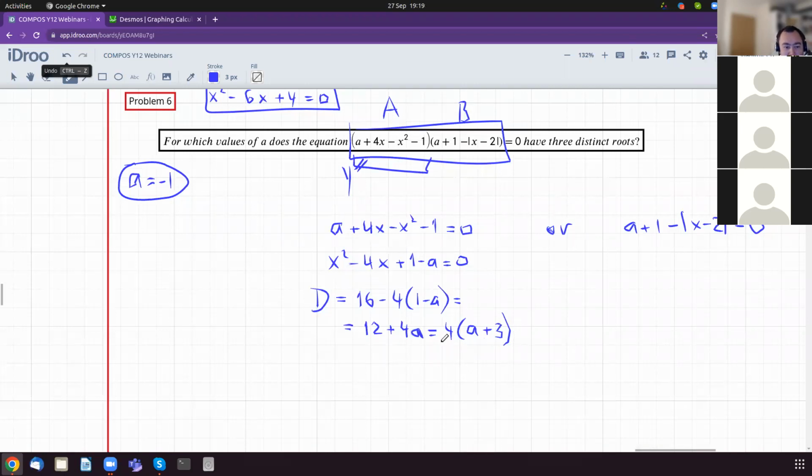And so if a is less than -3, we have 0 roots. If a is equal to -3, we have 1 root. And if a is greater than -3, we have 2 roots.